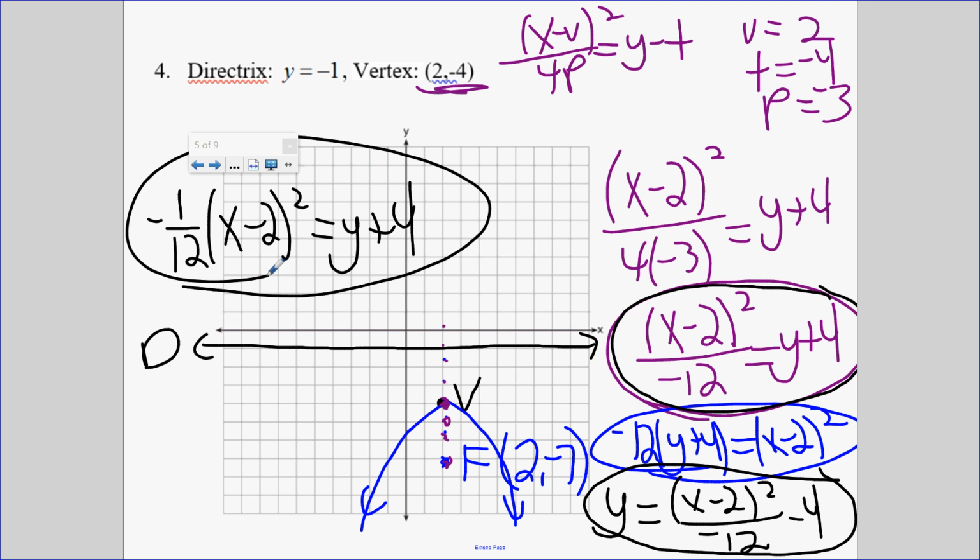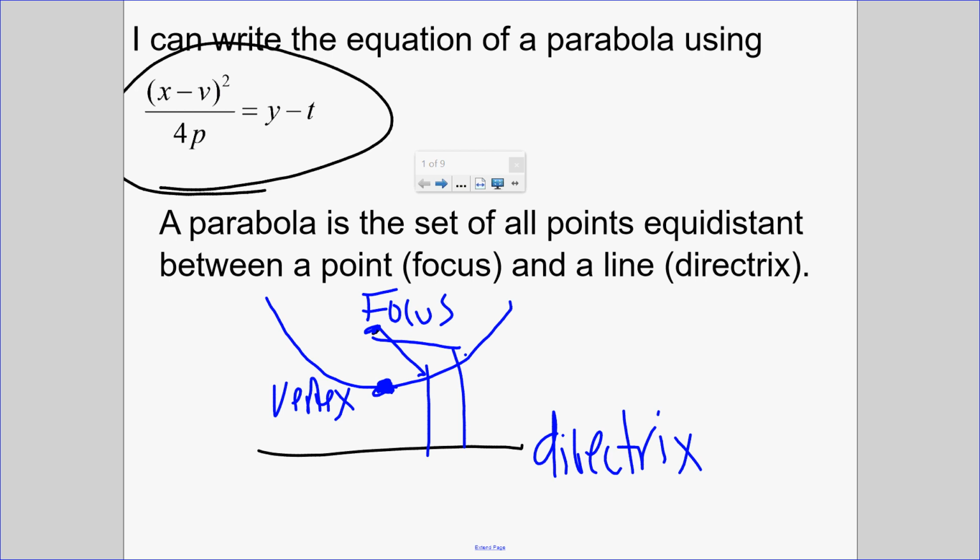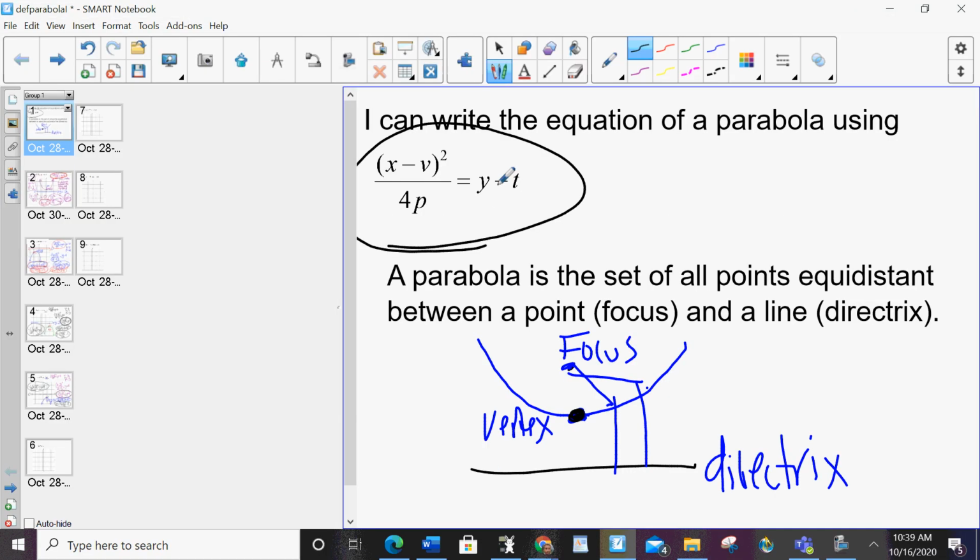To write the equation of a parabola, (x minus v) squared over 4p equals y minus t. And understand that the vertex is always in between the other two. At this point, practice, and again, this is on every single Regents exam, so it's definitely going to come up. You definitely need to be comfortable with it. All right, practice.